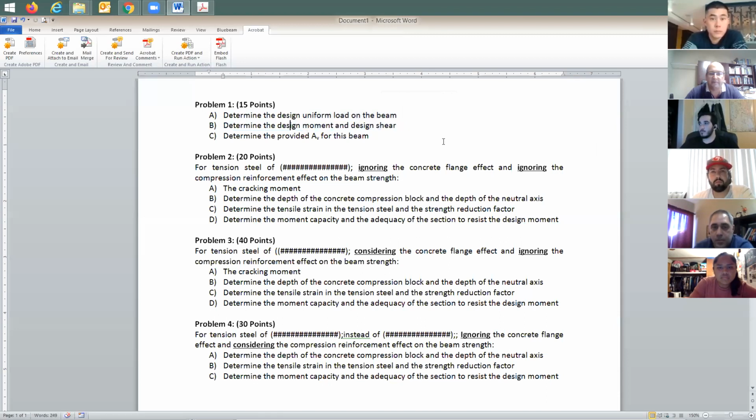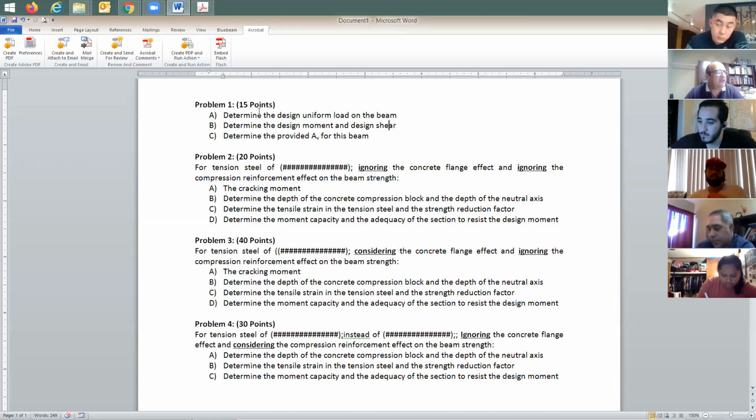It says here, determine the design moment and design shear. What is a design moment? Maximum moment, right? What is a design shear? It's the shear at the critical section. So it is not the reaction. Please remember this. You see here 15 points. You do this correctly, 5, 5, 5. You miss one of them, you just lose 5.